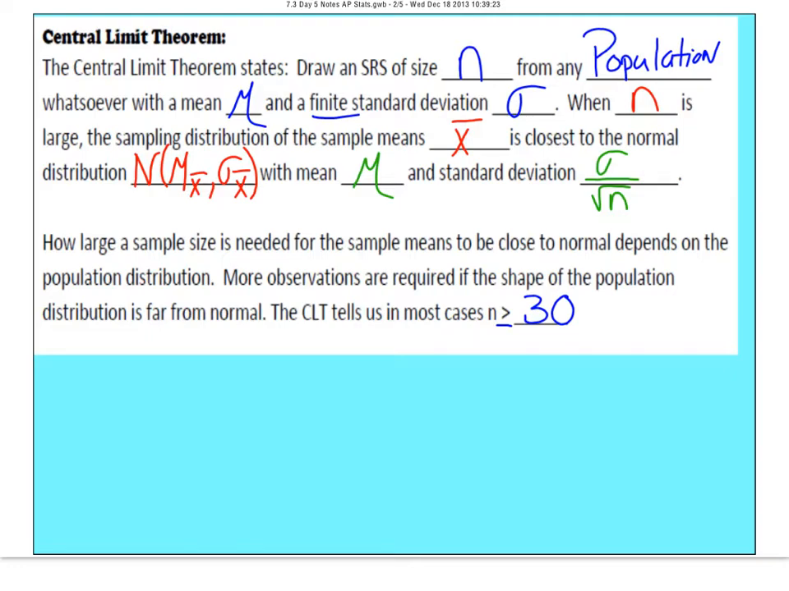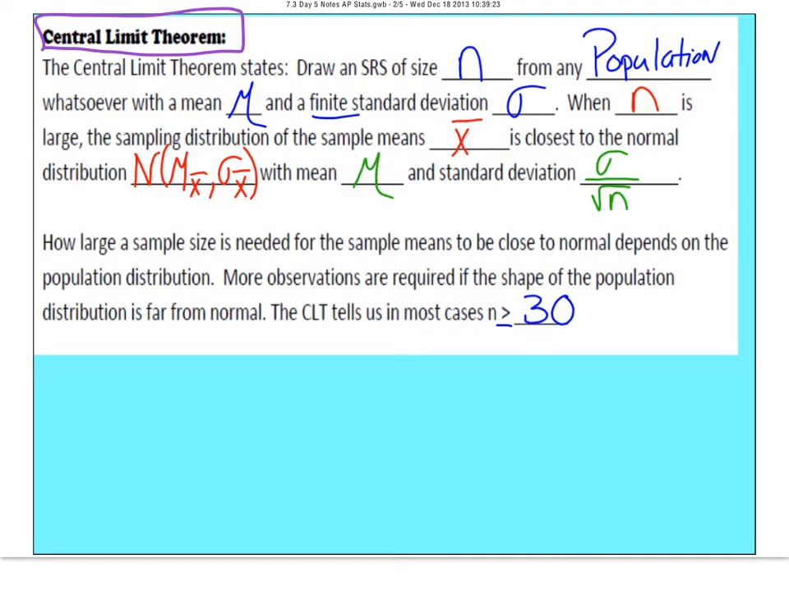Here's what the central limit theorem says. If you draw an SRS of size n from any population whatsoever that has a mean of mu and a finite standard deviation, meaning there's an answer for it, then when n is large, the sampling distribution of the sample means, or of x bar, is close to the normal distribution. It's going to look like this normal distribution here, with the mean of mu and the standard deviation of sigma over the square root of n, which is what we calculated before.